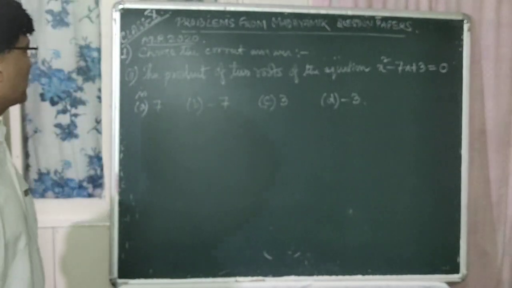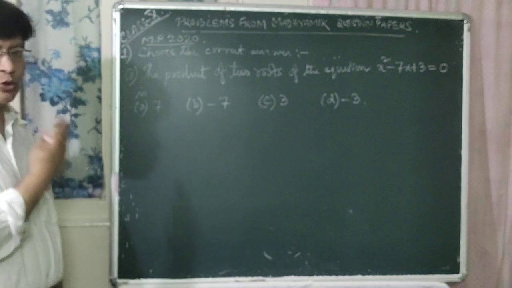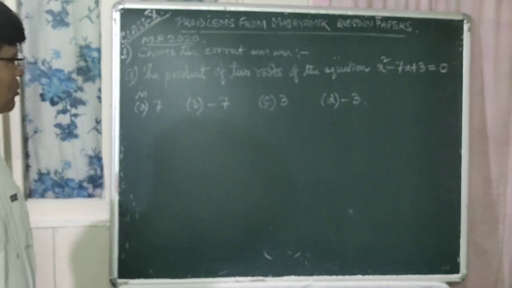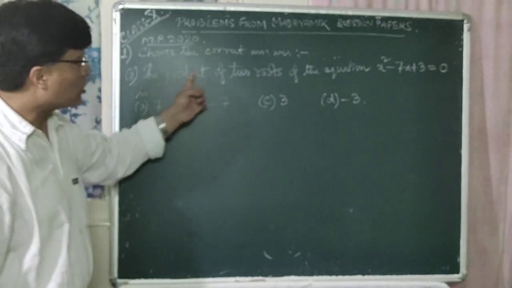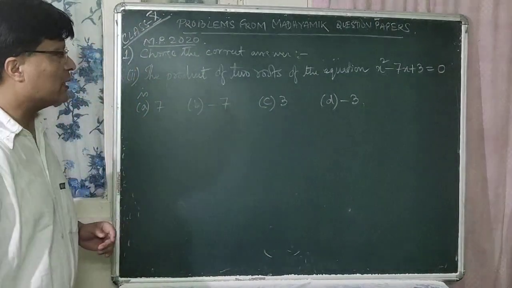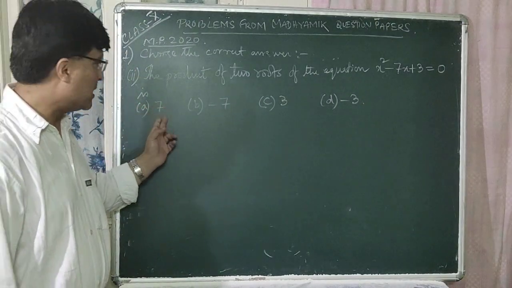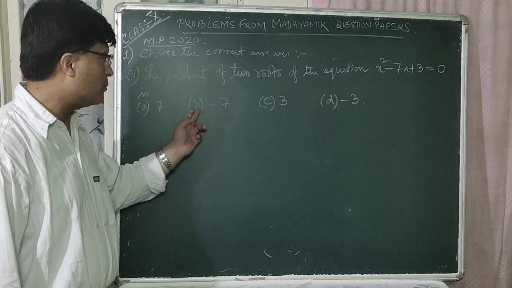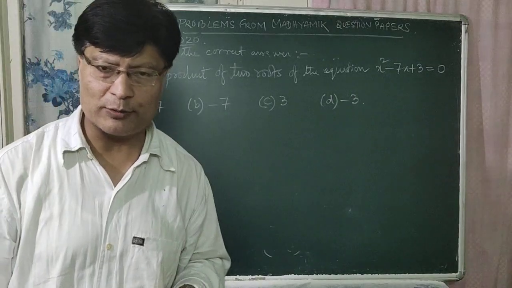So now let's do the same Madhyamik Pariksha 2020 question number 2. You have to choose the correct option here also. The question is: the product of the two roots of the equation x square minus 7x plus 3 equal to 0 is. Which is the correct option? A is 7, B is minus 7, C is 3 and D is minus 3.